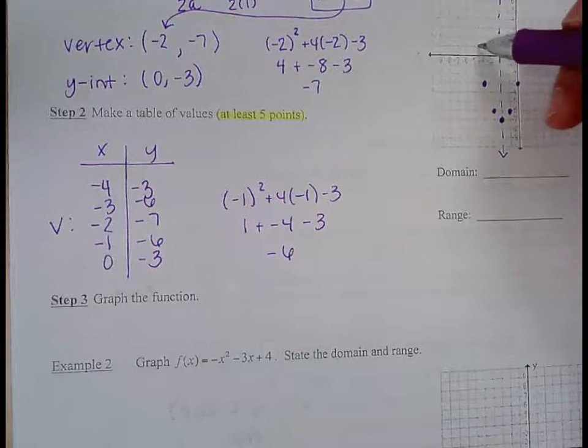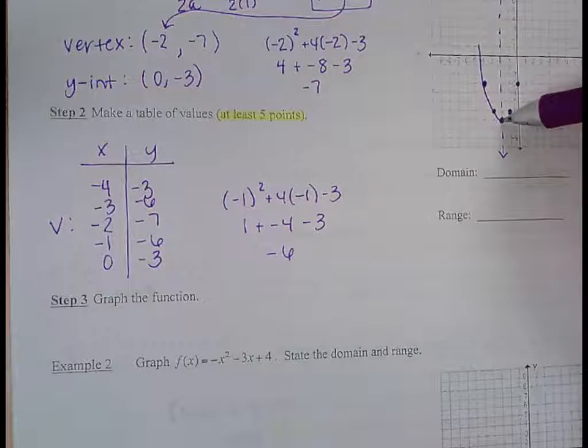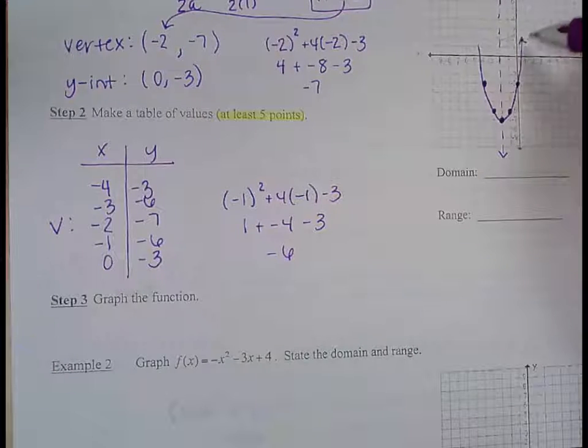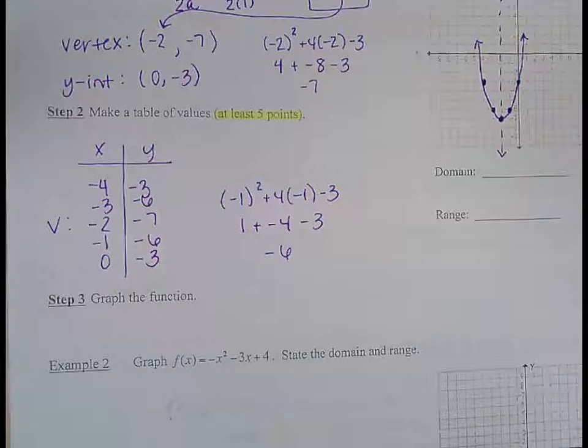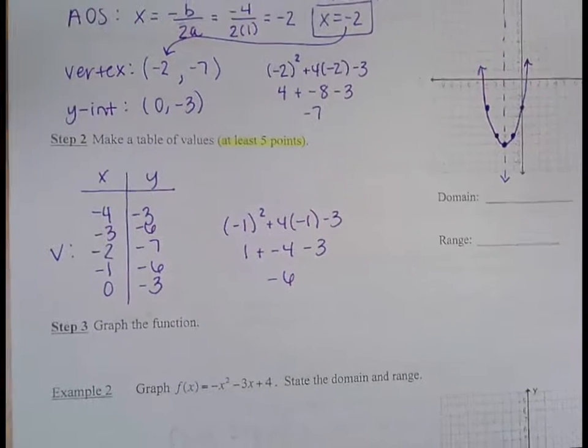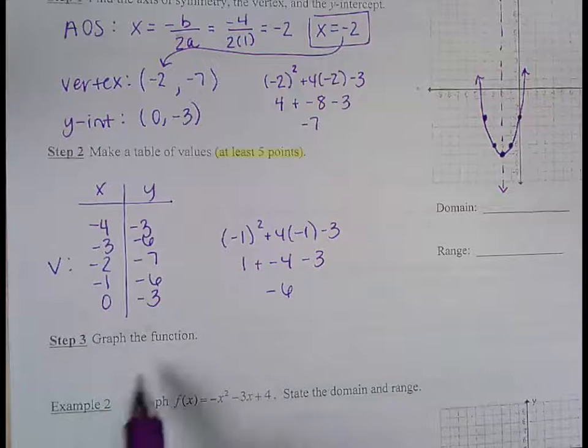Once you have them, draw a smooth curve between the points. Parabolas are U-shaped, they're not V's, so make sure it's not pointed. I know sometimes if they're really, really narrow, it's hard to make it rounded, but do your best. And that would be the graph. So that's the last step, is actually graph the curve.